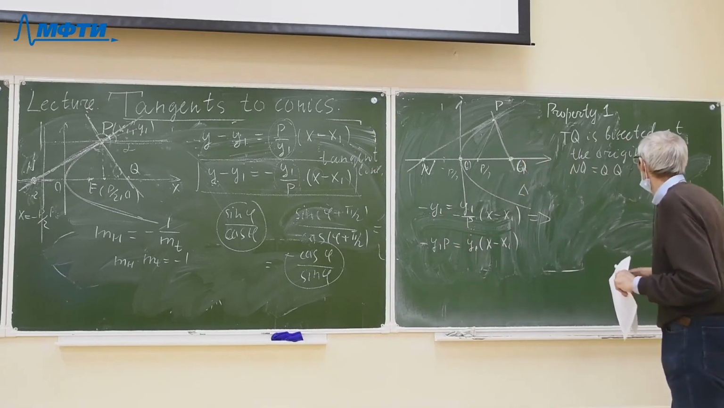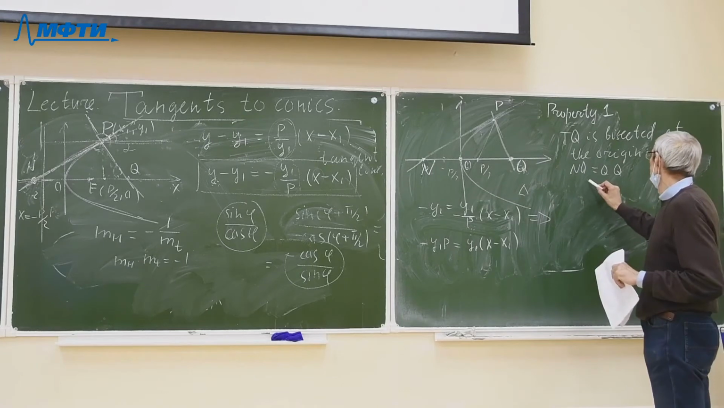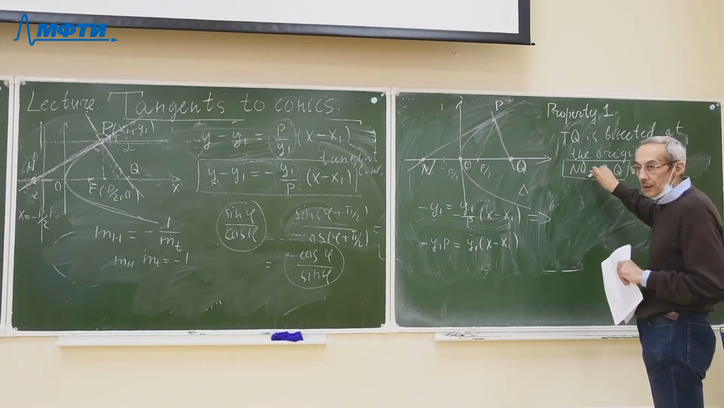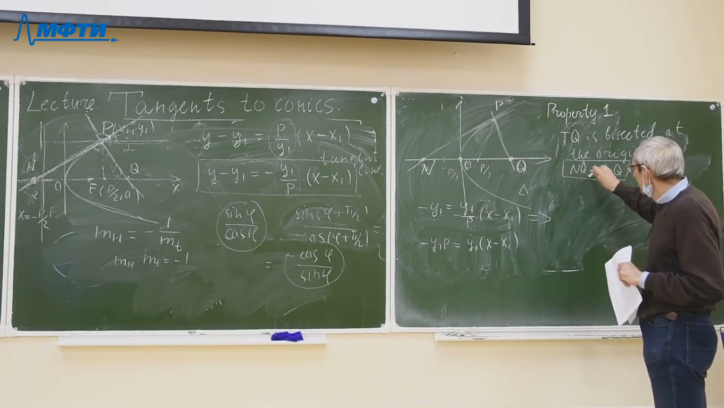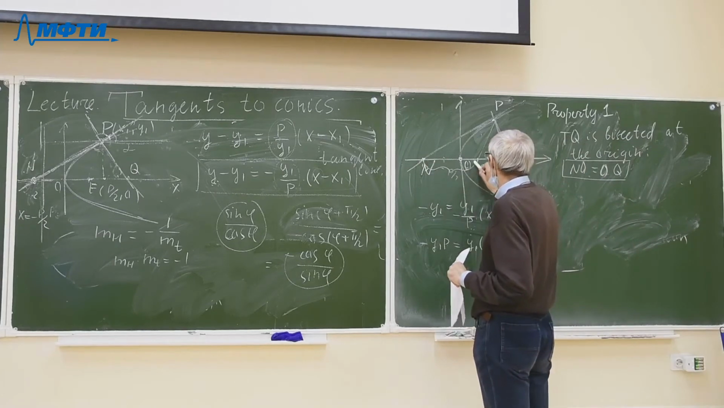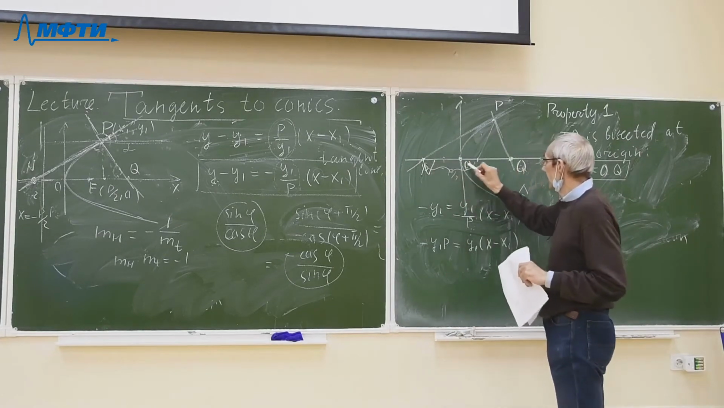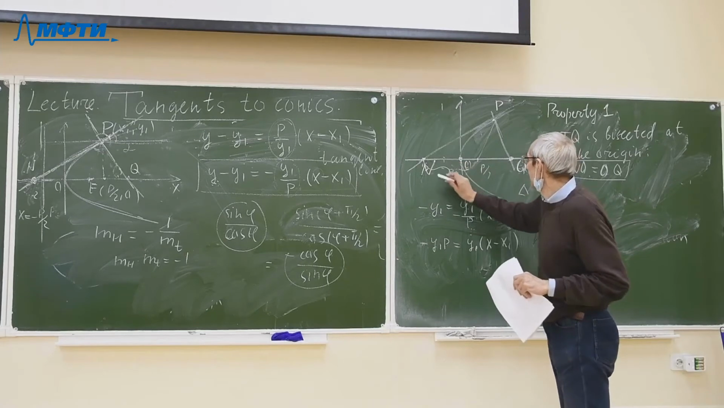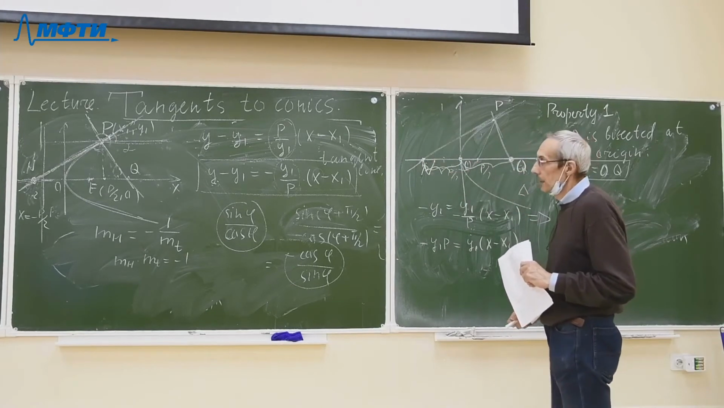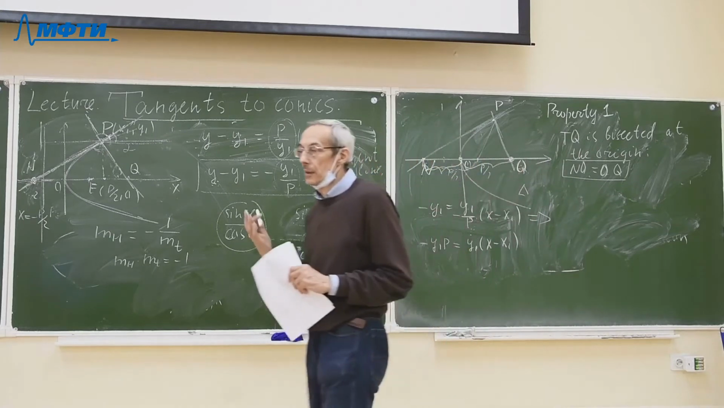I'm sorry, Professor. Property 1 says NO equals. The question is about this equality. Yes, yes. I try to prove that this distance is equal to this. Okay, thank you.